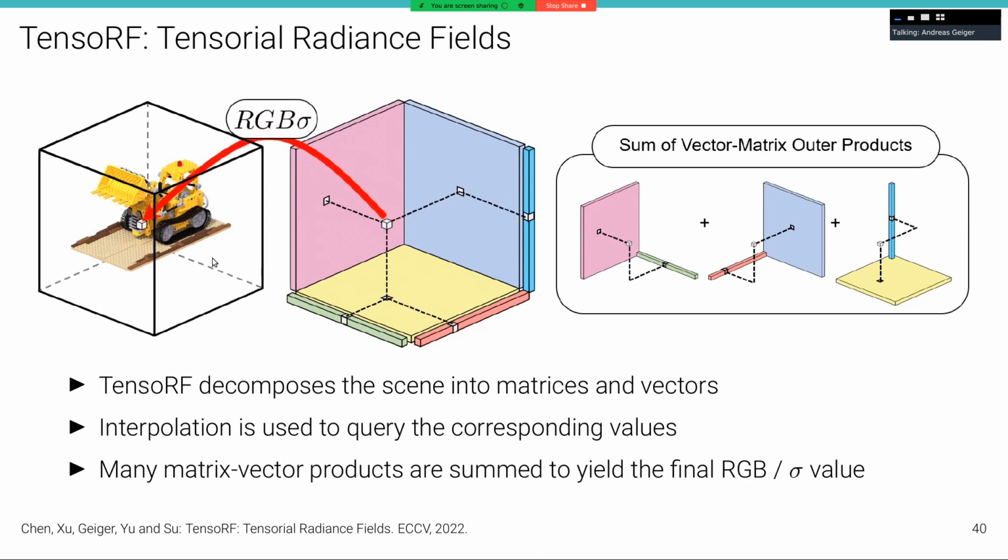And this is illustrated here, for example, for the vector-matrix outer product representation, where we have 3 different components. We represent this plane here with a matrix, and then the other component here with a vector. And then we have this for the other 2 cases as well. And then we have many, many of those components that we all sum together to yield the final representation. And then we use interpolation to query the corresponding values inside this representation in order to obtain the RGB and the density value.